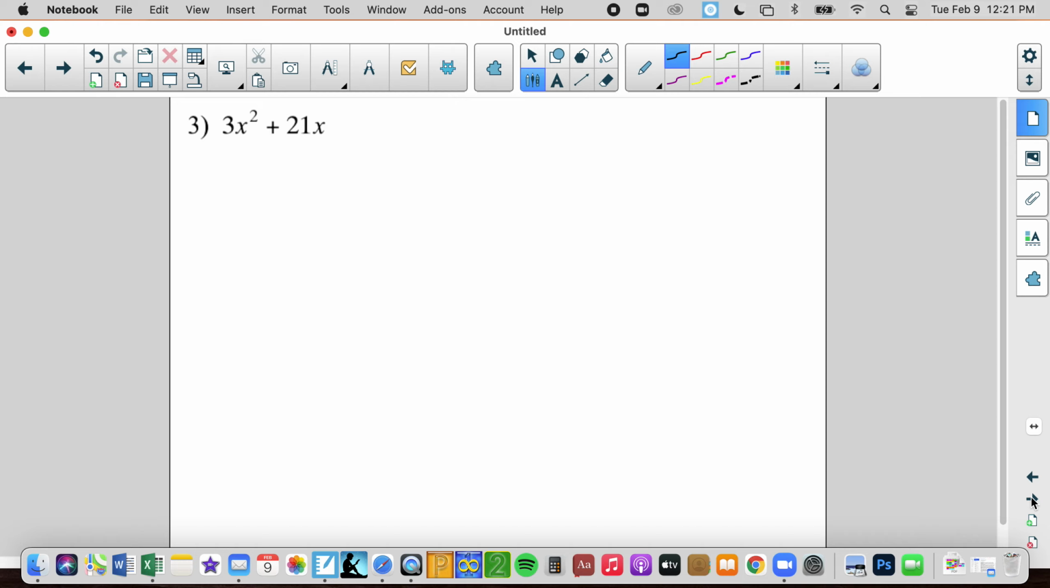This one, we still check, is there a greatest common factor that I can take out? I can take not only a 3, but I can take an x from both of those. So if I factor out a 3x from 3x squared, I'm left with x. I'm going to factor out a 3x from 21, and I get 7. I'm not done. I'm going to check this.